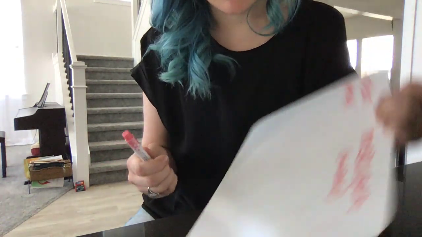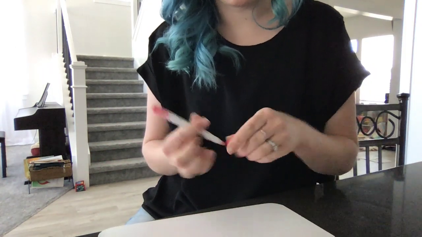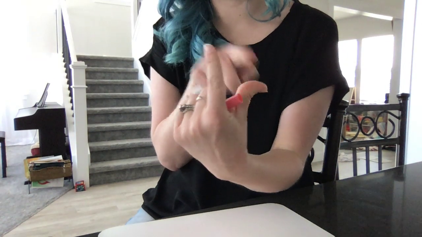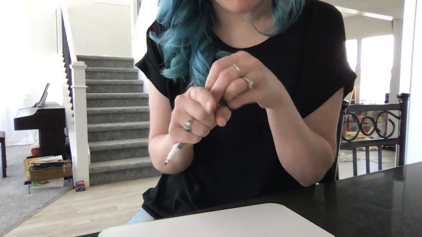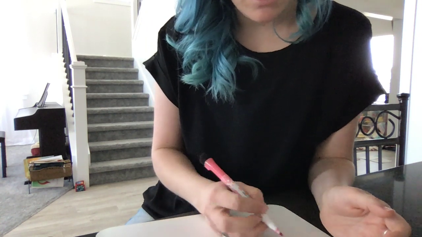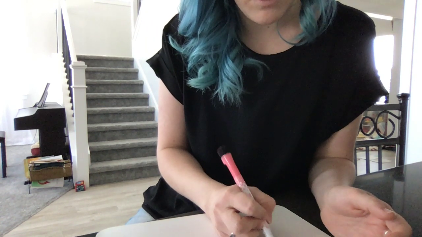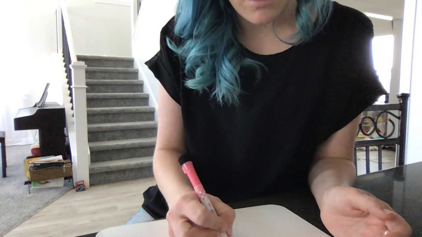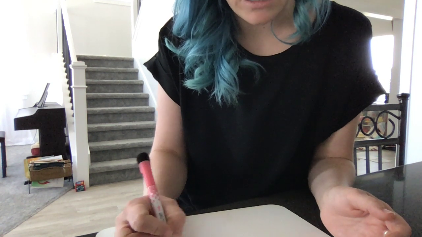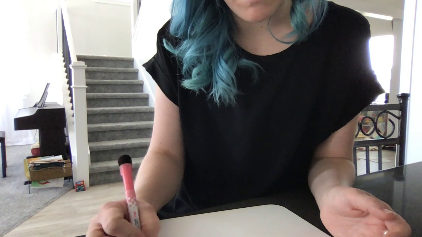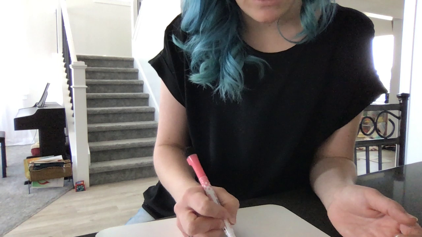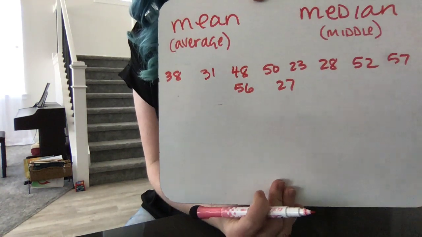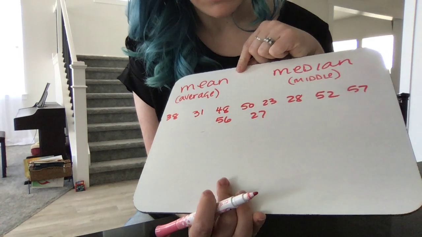Number 7 says the following list has a median of 43. Again, the median is like my siblings: you're taking one off from each side until you get to the exact middle, which is me. So we have 31, 48, 50, 23, 28, 52, 57, 38, 56, and 27. That's a pretty long list. Right now the middle is 43.